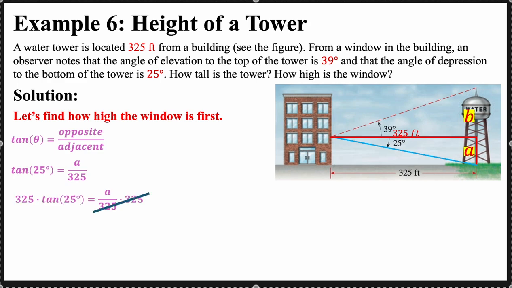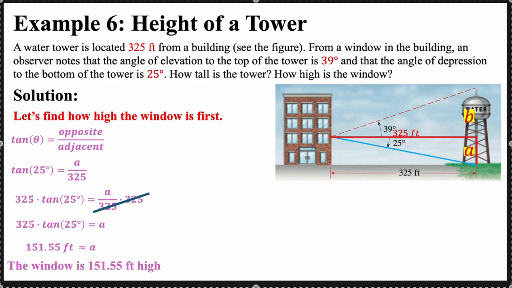Cross out the 325 from that end. A equals 325 times the tangent of 25. And again, make sure your calculator is in degree mode. If you use a calculator, that is approximately equal to 151.55 feet. So the length from the bottom of the building to where the person is a distance of 151.55 feet.